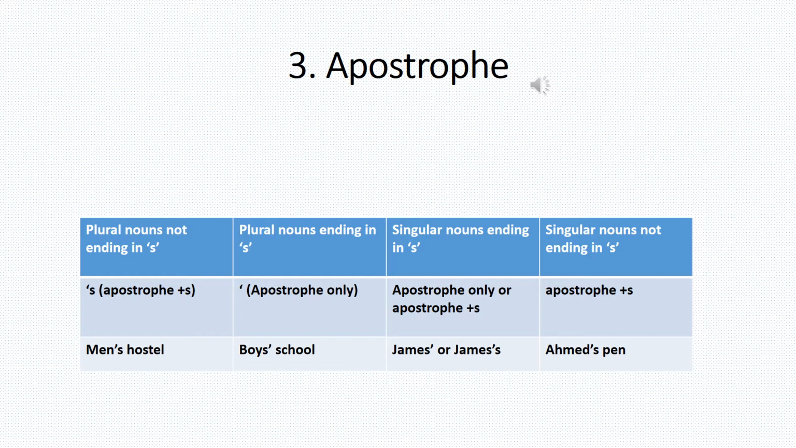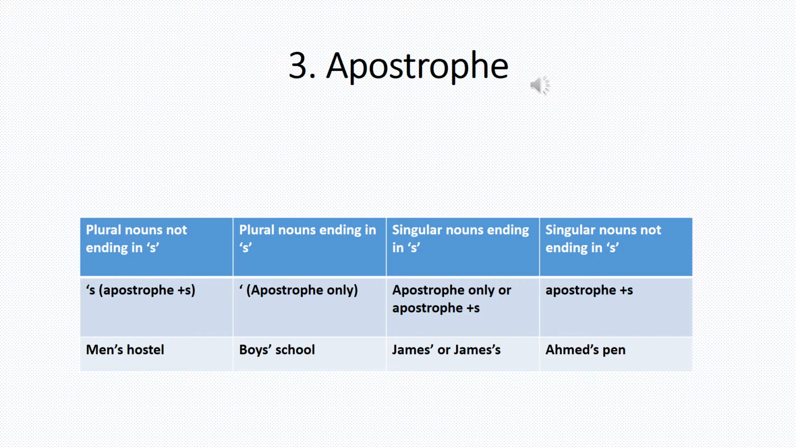Here we are with the second usage, that's possession. Possessive case. What does it mean? Actually, possessive case means to say that something belongs to someone. I possess something. It belongs to me. Ahmad possesses something. It belongs to him. Along with nouns, we use apostrophe or apostrophe plus s.